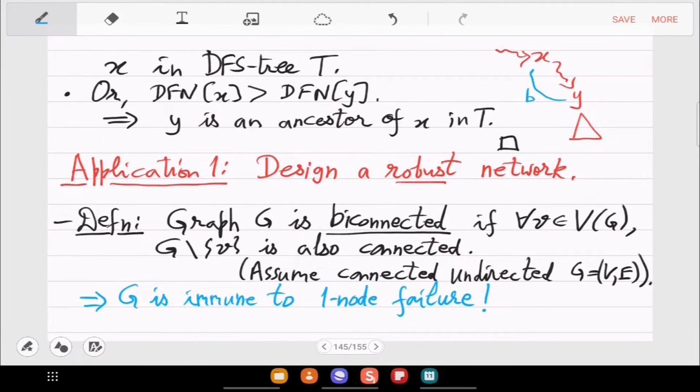Here I'm abusing the notation of set. So I'm saying G minus V. G is a pair, right? So by this I mean that remove the vertex from big V and also remove all the edges in which V is involved from E. Okay, so both V and E will change. That is what is meant by this notation.